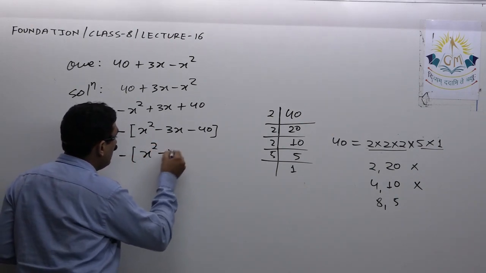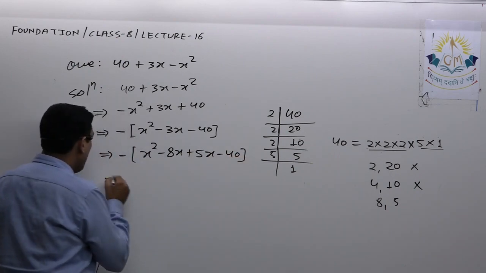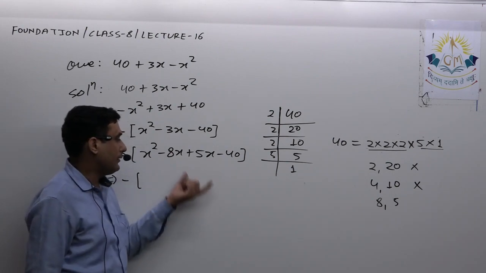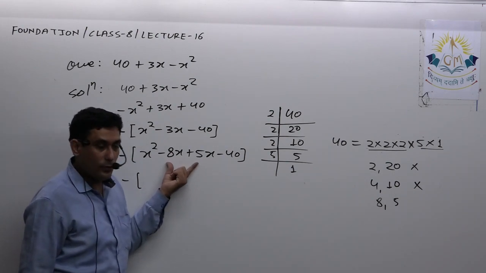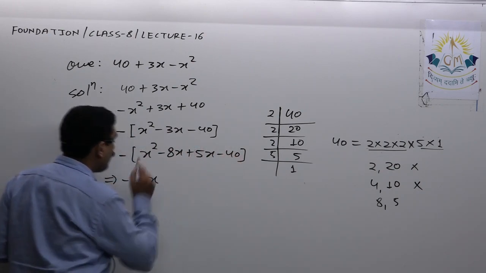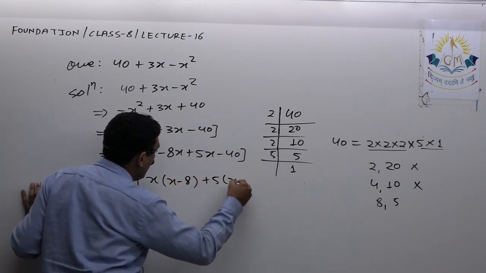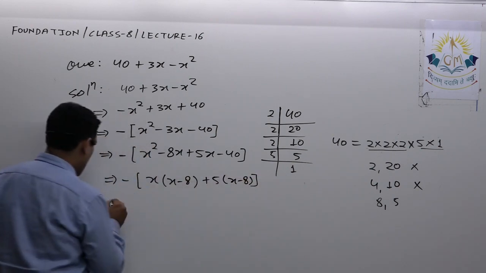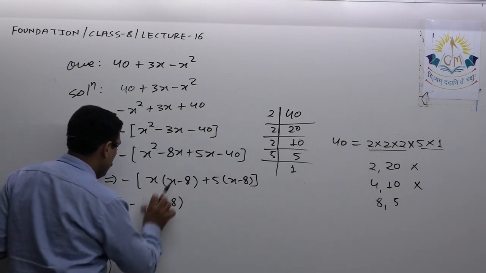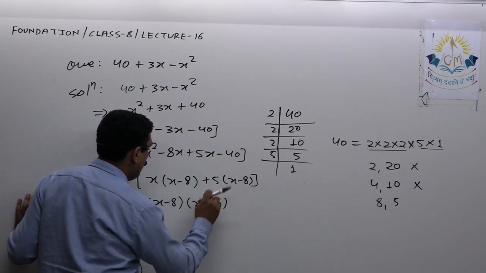So here it is x square minus 8x plus 5x minus 40. Also, before I proceed, definitely I do check. Yes, their sum is minus 3x. Their product is minus 40x square, which is the product of the first and last. So here if I take x common, I get x minus 8, and if I take 5 common, again I will get x minus 8. So my final answer is minus of x minus 8 into x plus 5.